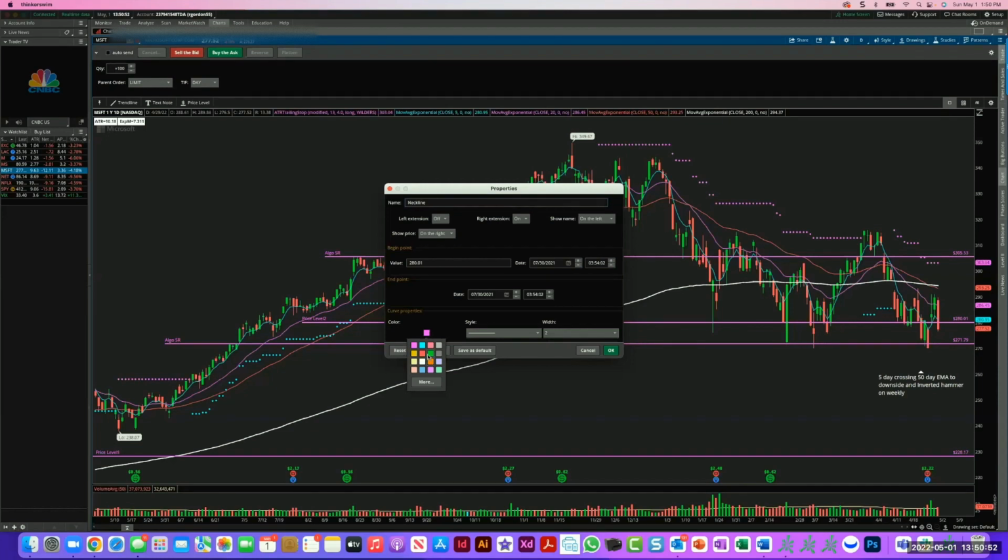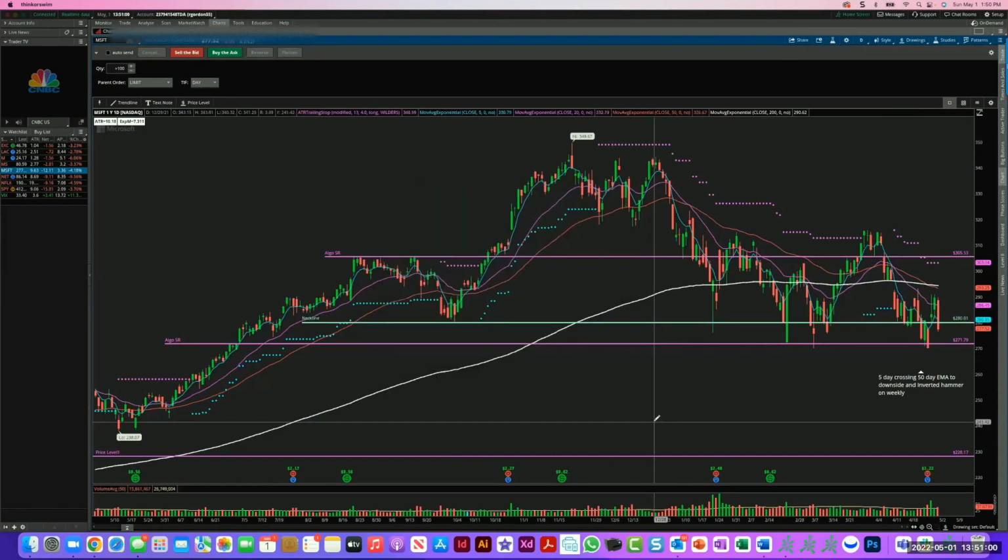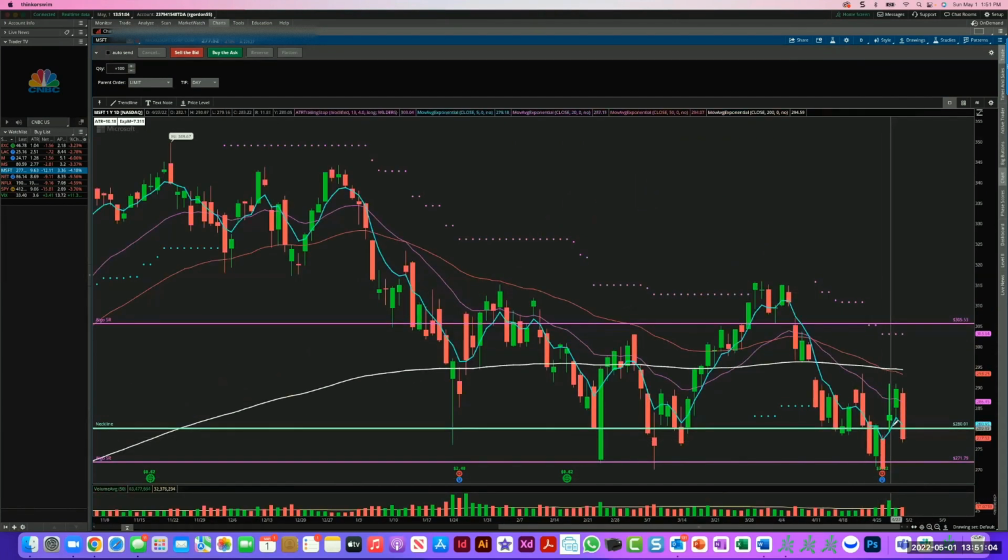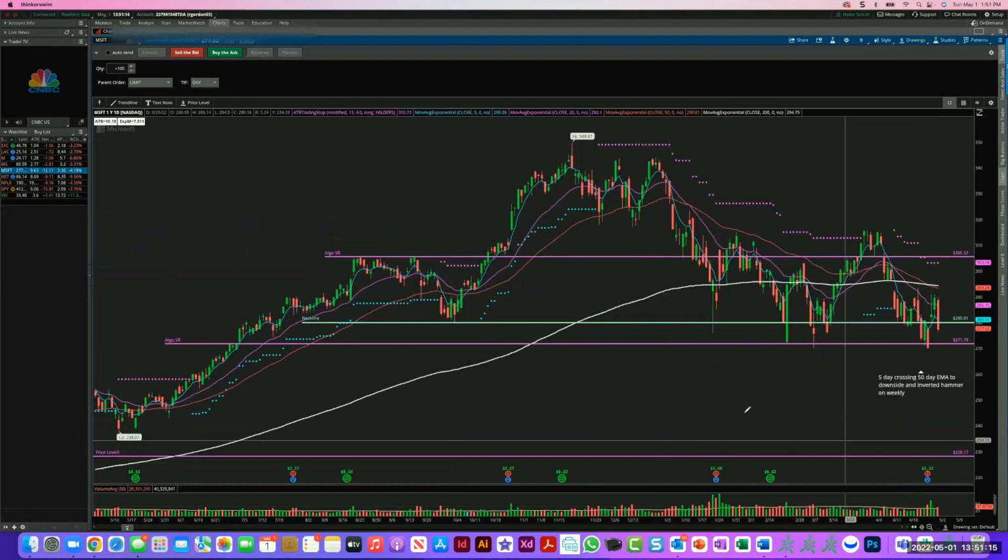And I'm going to mark this as a color I don't currently have in use. And then we would expect, if Microsoft falls below this area here, it is going to be bearish. So if it falls through this support at 271.79, now we'll be looking to trade Microsoft to the downside.